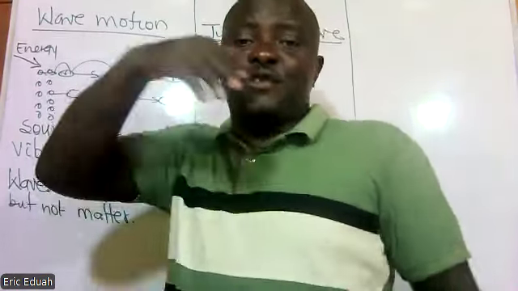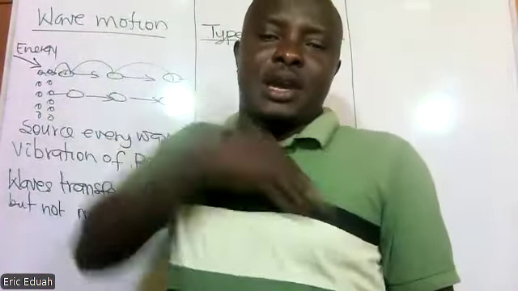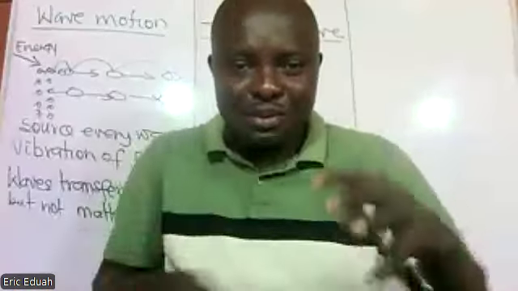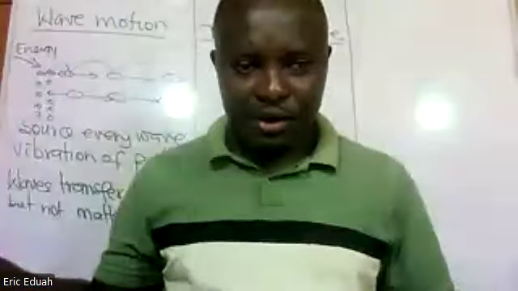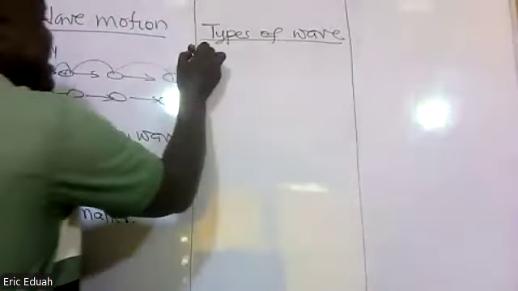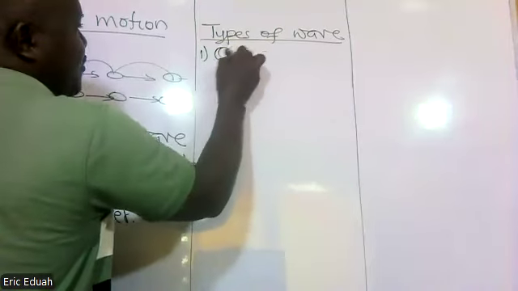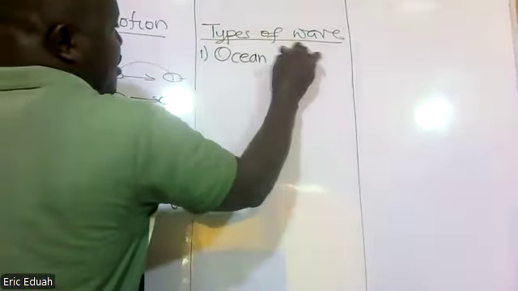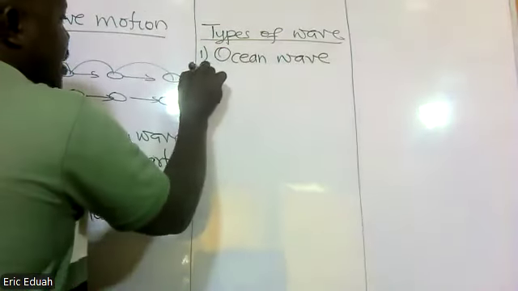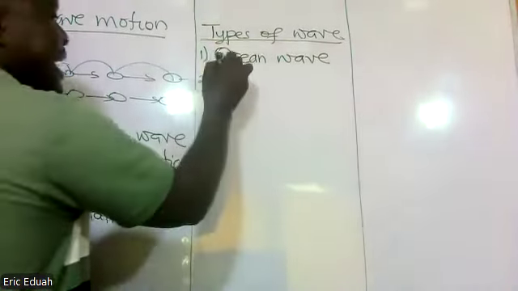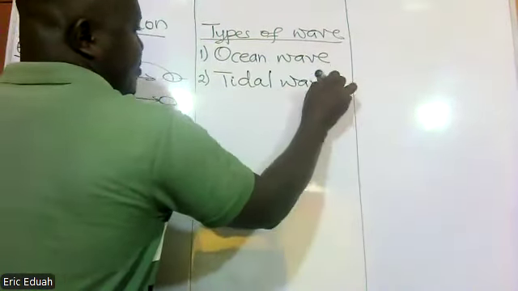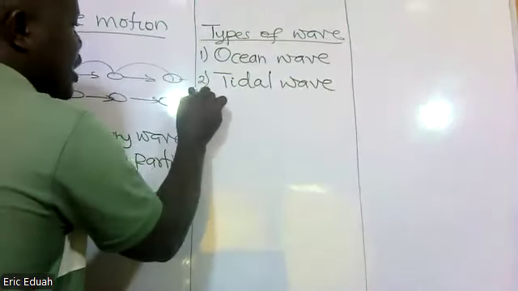That is why they say that if you have a mobile phone in your pockets, be very careful because you can be harmed. Waves are all around us. So types of waves, we can discuss ocean waves, then the waves during tides, tidal waves. We have water waves.